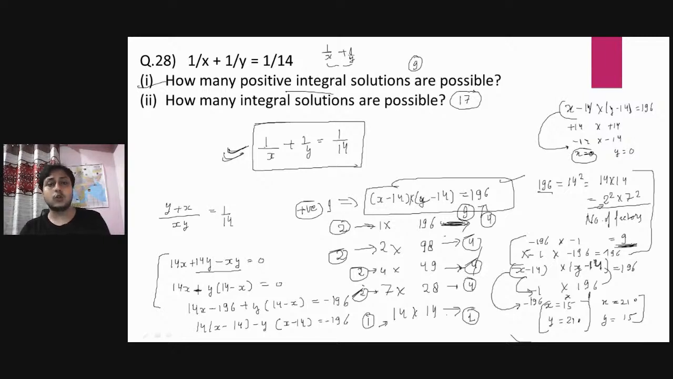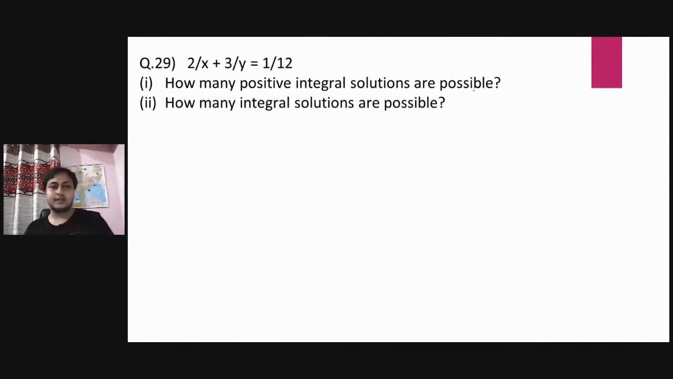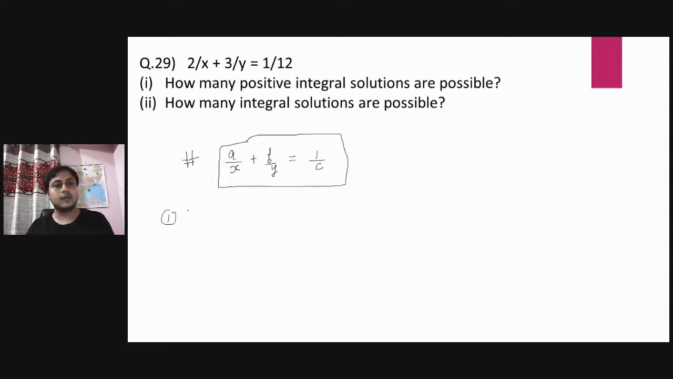So this is the method to solve such questions, right? But ये सब हम एग्जाम में नहीं कर सकते हैं. So what to do? So come to the shortcut, guys. Let's say the equation is like this, a by x plus b by y equals 1 by c, right? If the equation is this, then first, for the number of positive integral solutions, what we will do?